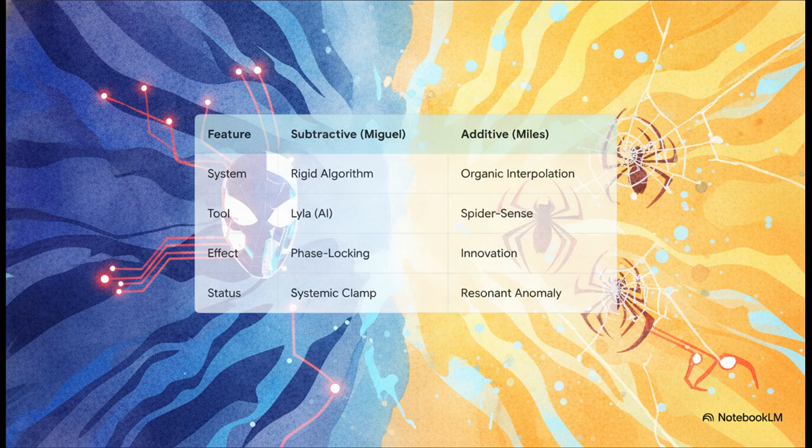On one side, we have the subtractive model of Miguel, a rigid algorithm that relies on an AI prosthetic, causing phase locking and acting as a systemic clamp. And on the other, we have the additive model of Miles, relying on organic interpolation and intuitive coupling to drive actual innovation, making him a resonant anomaly. It's the fundamental, age-old clash between maintaining order through exclusion versus driving evolution through connection.